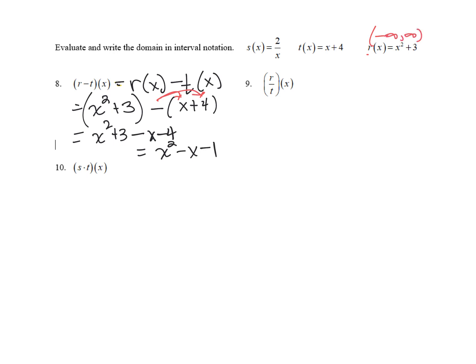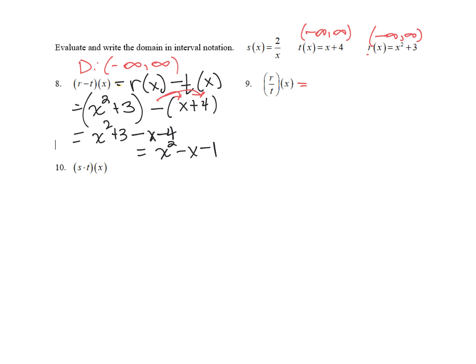T of x is x plus 4. The domain of that is all real numbers because it's a line. So when we subtract, we actually don't change anything. We don't create a restriction that's not already there. So therefore, the domain of this result is actually still all real numbers because we haven't created any kind of restriction. So let's look at another one.